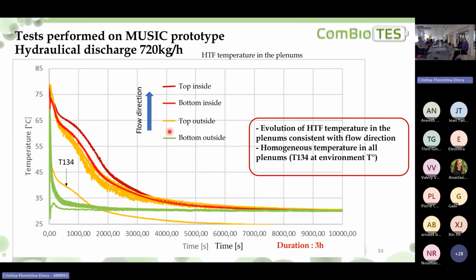Here again, the temperature in the plenums. It's a little bit more homogeneous than for the charge. This might be due to the fact that the flow rate is lower. It might also be due to the fact that in discharge and in charge, the flow direction is different, so this might change things a little bit. But we still have one thermocouple that has a very, very low temperature.